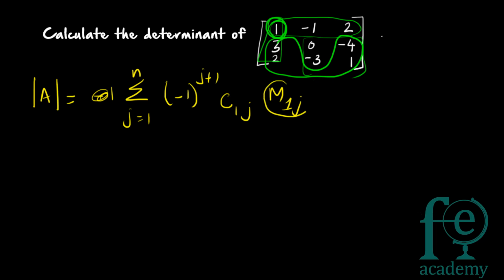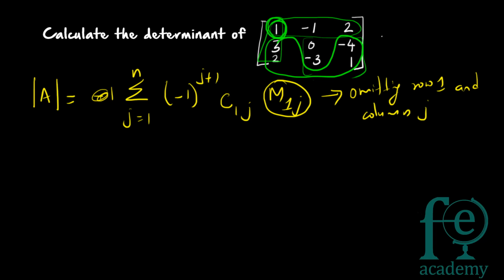So M1j, you can remember, is the matrix which is obtained by omitting row 1 and column j. So here it is written M1j. M1j is the 2 cross 2 matrix which is obtained by omitting row 1 and column j.